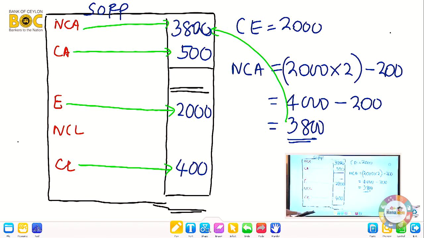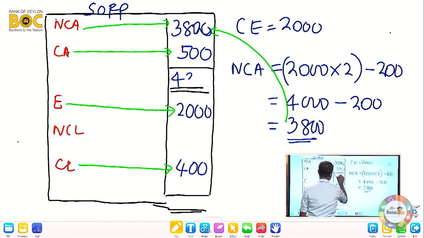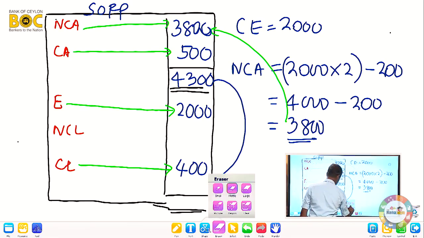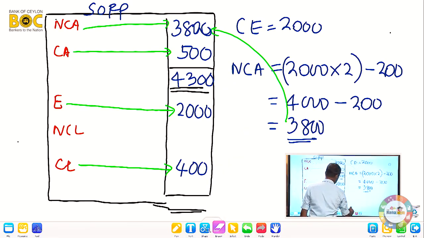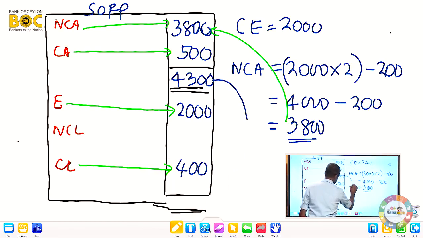And you can total it. Non-current assets plus current assets comes to 4,300,000. The same value should be on the equity and liabilities side also, 4,300,000.